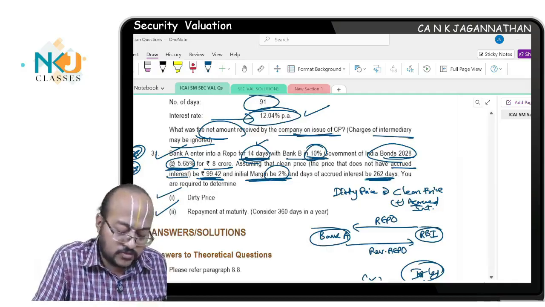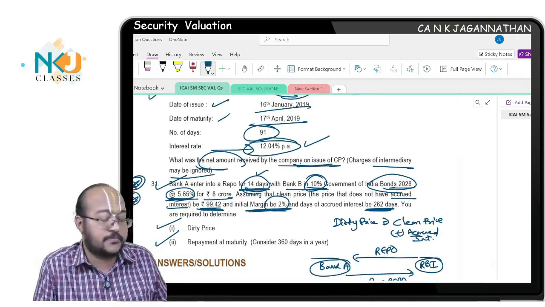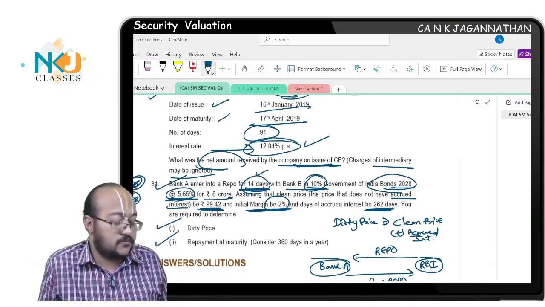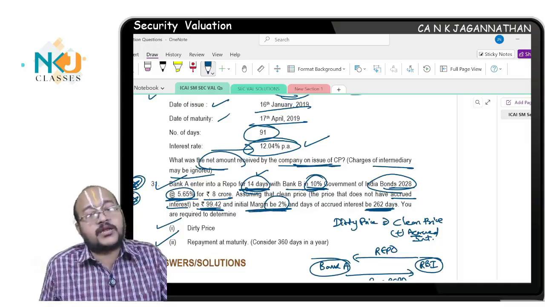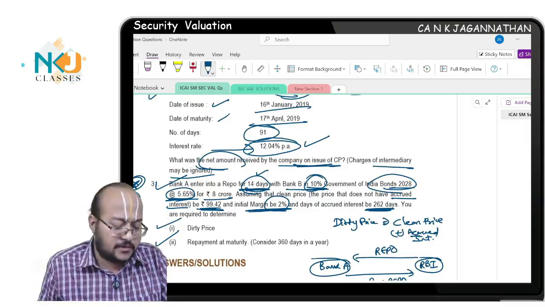With this we are closing the session. We have revised the security valuation chapter. All the questions we have revised, and in the next segment we will see portfolio management on forex chapters. Okay, thank you.